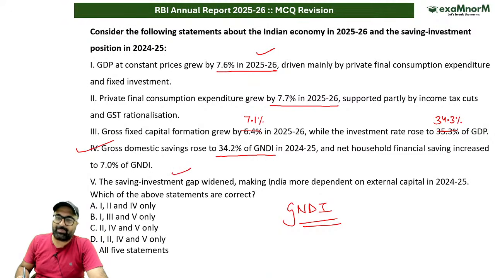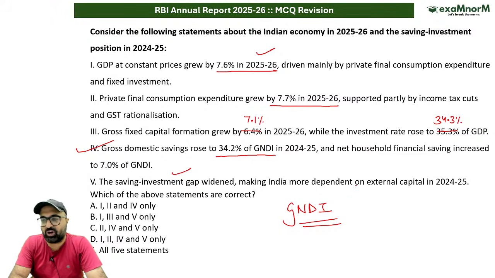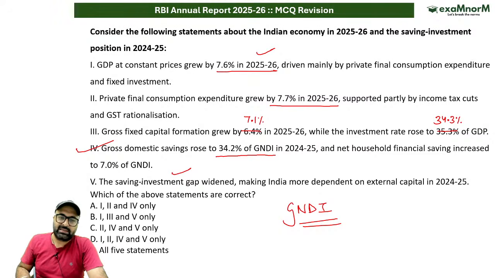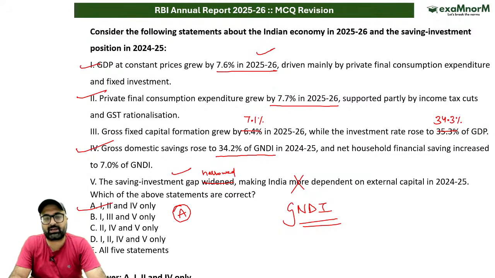Saving investment gap has widened, making India more dependent on external capital in 2024-25. नहीं सर, ये तो बिल्कुल incorrect है। Saving and investment gap in India has narrowed, जितना सेव हो रहा है उतना ही इन्वेस्टमेंट हो रहा है, which reduced its dependency on the external capital. So keeping that in mind, 1 is correct, 2 is correct, 4 is correct. So answer is going to be 1, 2 and 4. So A option is the correct answer. 1, 2, 4 are the correct answers for the given one.